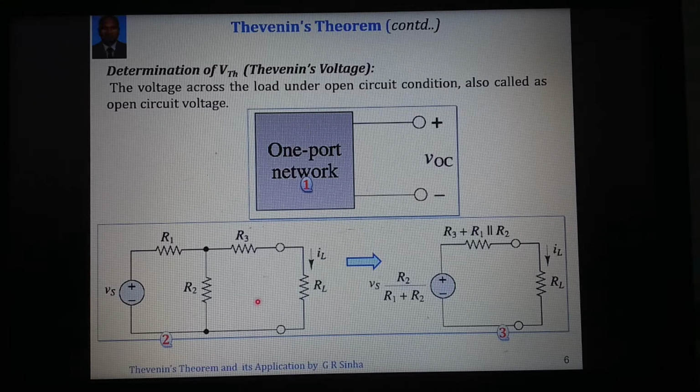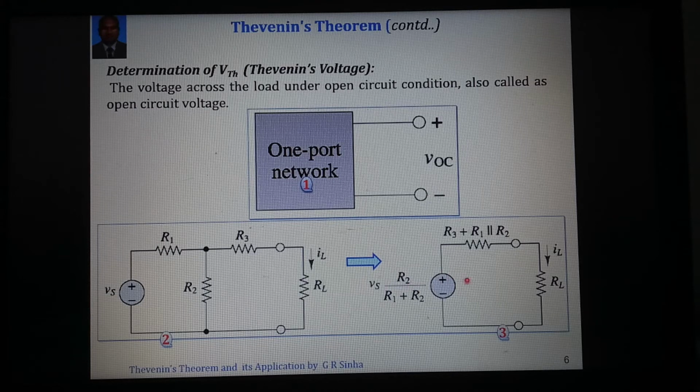So we can see in the same example that the load becomes open circuit, and if this is open circuit, there will not be any current across R3, and therefore whatever is the voltage across R2 will be the Thevenin voltage. So across R2 there is a voltage divider: R2 divided by R2 plus R1, into Vs.